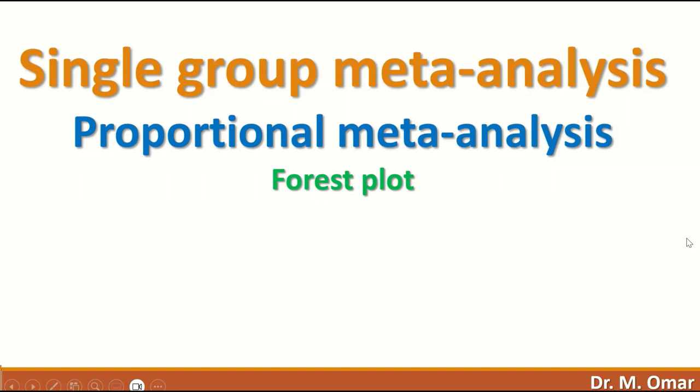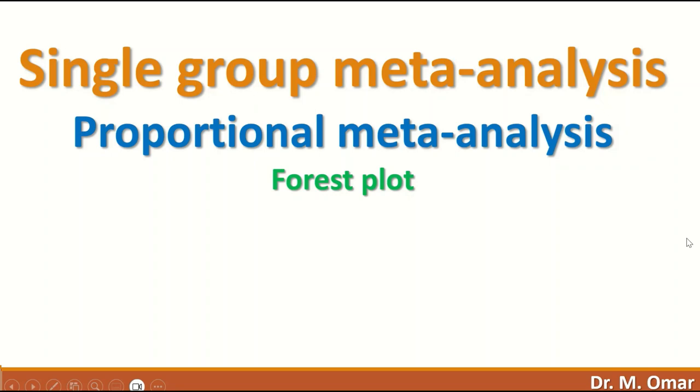The meta-analysis will also assess the heterogeneity between the results from those independent studies, and will also produce a forest plot. A forest plot is just a diagram or a chart that displays the summary or the outcome of the meta-analysis. It consists of three sections.